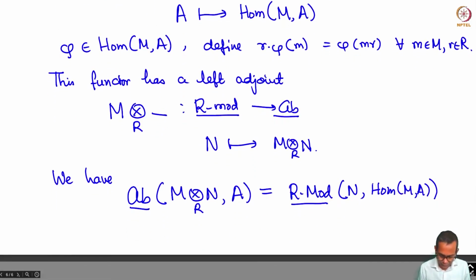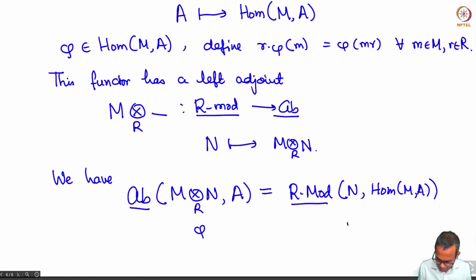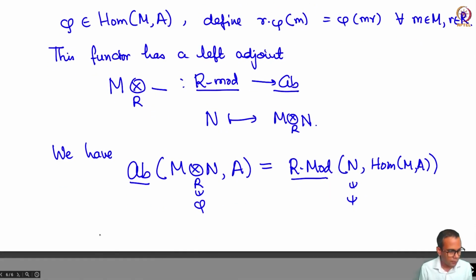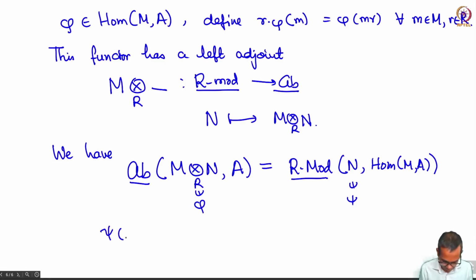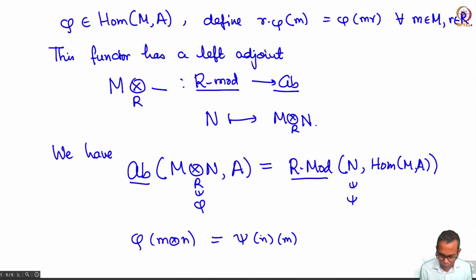And if you know a little bit about tensors, what it does here, if you have phi here and psi here, then they are related by the following equation. Maybe I'll write psi on the right: phi of m tensor n is equal to psi of n of m. So you can use this identity to define phi in terms of psi and psi in terms of phi.